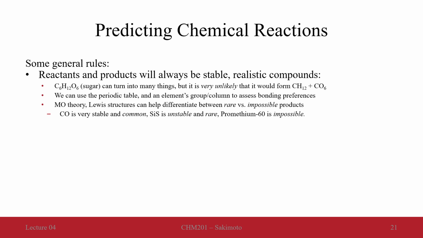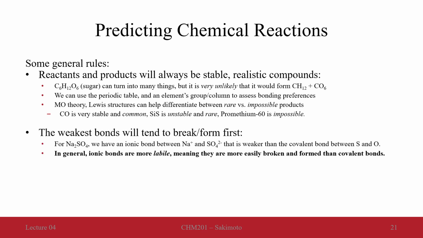The previous problem set, the one from last week, has you go through how we might think of why carbon monoxide is a reasonable product, very stable and quite commonly found throughout the natural world. But something like silicon monosulfide, SiS, probably doesn't exist very commonly for reasons of stability, and is probably rare, if not unstable, versus something like promethium-60, which we talked about in our first problem, so it's probably going to be impossible. Both of these two being unlikely products we wouldn't predict to result from a chemical reaction.